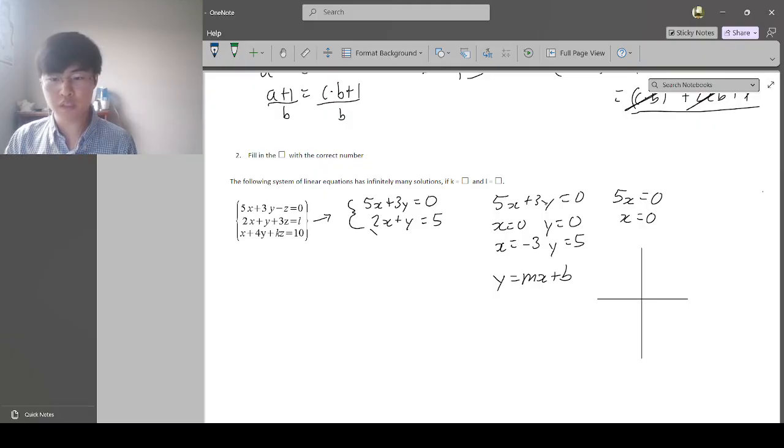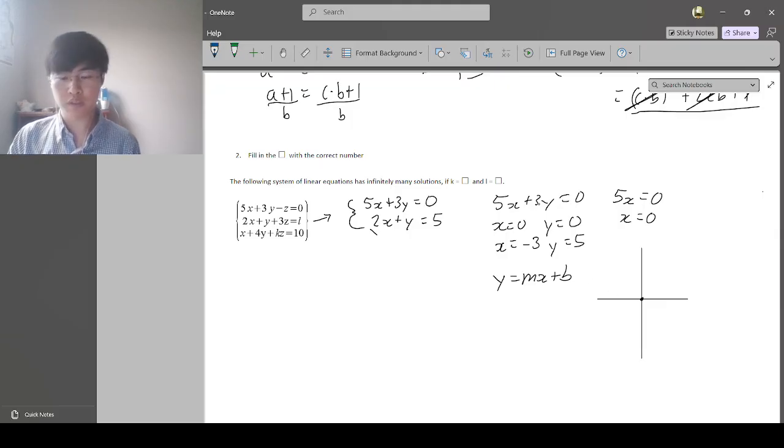Now for this one, it kind of tells us exactly where our zeros are. So for example, if we set y equal to 0, we can get what x is immediately, which is 0. And if x is 0, y is also 0. So in this case, we have the point (0, 0).